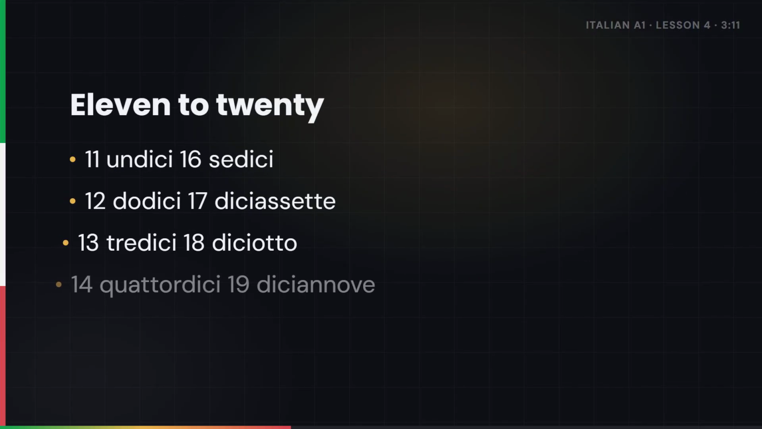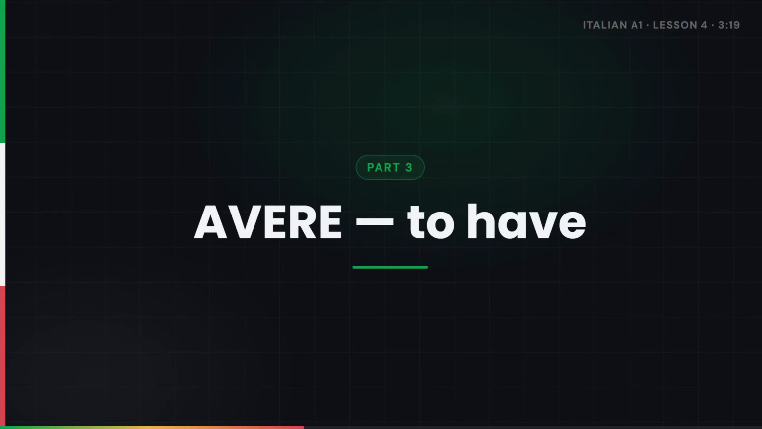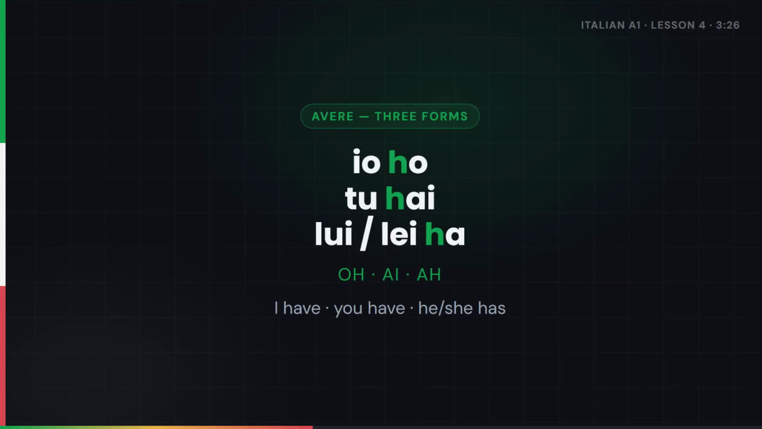The whole second half on one screen. Now the verb. And this one changes how you say something you say all the time. AVERE means to have. 3 forms today, and all 3 start with a letter you cannot hear. Lesson 2. The H is silent. It sits there and says nothing.